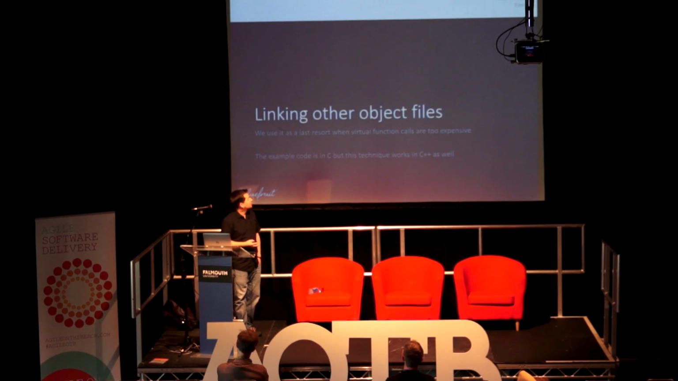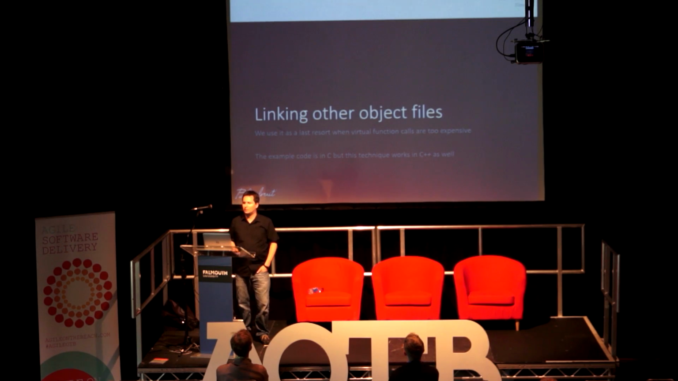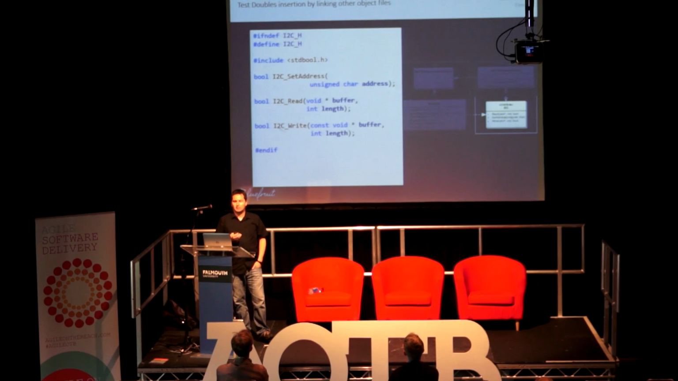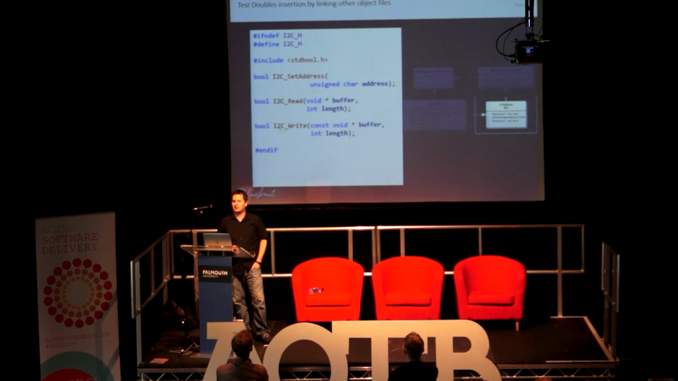So the next technique I'm going to talk about is linking other object files. We use this when the problems with speed or code space have become a problem, so in the time-critical bits of the code. The example I'm going to use here is done in C, although this works exactly the same in C++. With this technique, the dependency interface is just the function declarations of the I2C code. We don't want any virtual function calls. The system under test is just going to call its dependency directly.